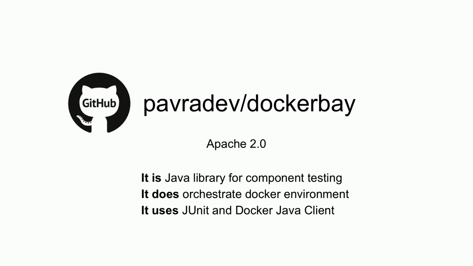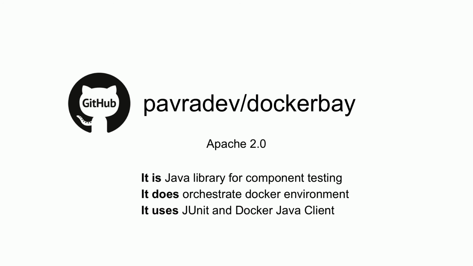And this is what the Docker Bay library does. This library is a Java library for component testing. It orchestrates the Docker environment for you to run your component tests against unique environments. Underneath, it is based on JUnit and Docker Java client. It's available on GitHub under the Apache 2.0 license, so you can have a look.